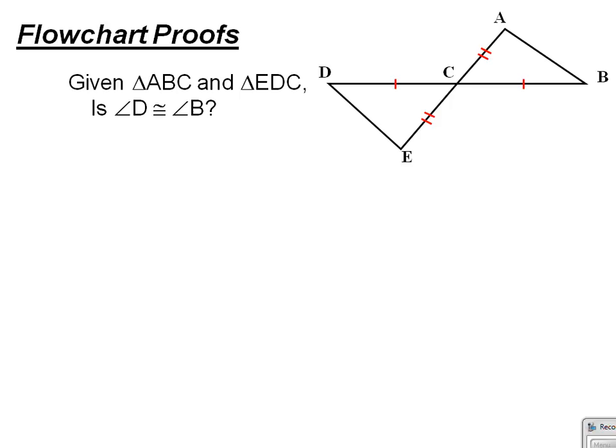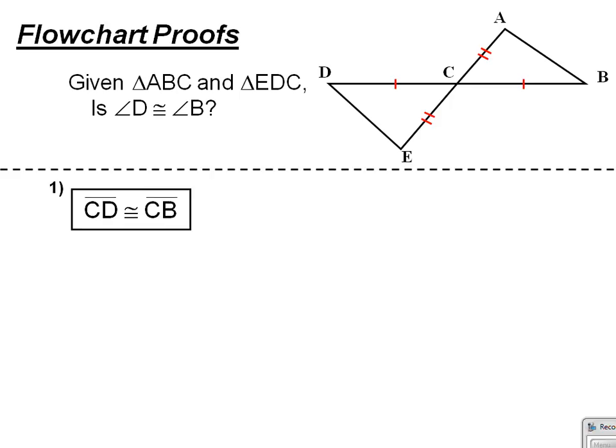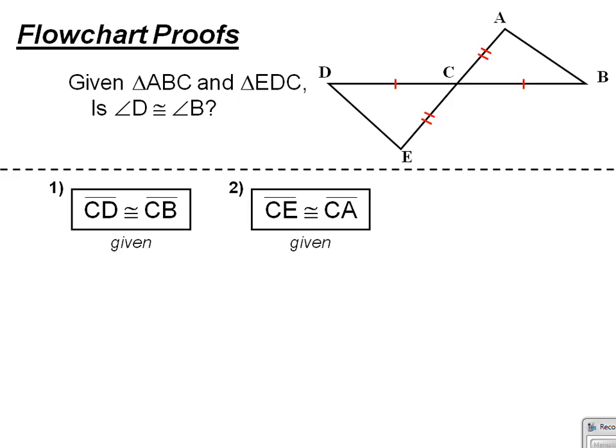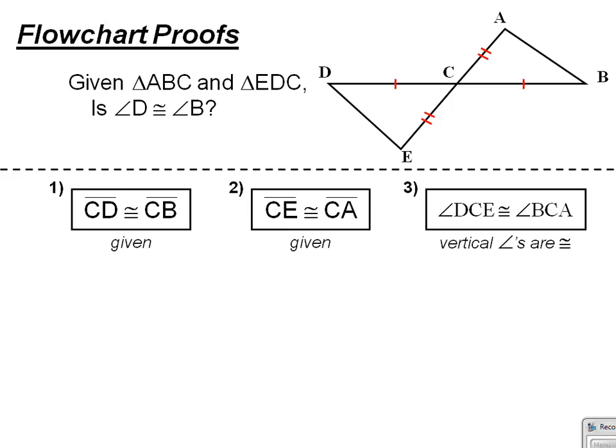Now let's start again with the exact same question. Given triangle ABC and triangle EDC, is angle D congruent to angle B? Except now let's take the facts that we found in that bridge exercise in the previous lesson and now turn it into an actual flowchart. So again, we start the flowchart with the three facts. The three facts are that segment CD is congruent to segment CB, that was a given fact, and segment CE is congruent to segment CA, that was also a given fact. Then in addition, our third congruent part were those vertical angles, angle DCE congruent to angle BCA.